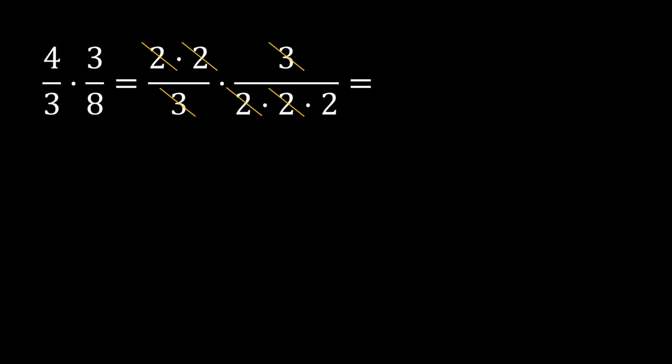After canceling, write what's left of the fractions and multiply normally. Once we simplify, our expression becomes 1 over 1, multiplied by 1 over 2, which gives us 1/2. So the final result is 1/2. Much simpler than doing 4 times 3 and 3 times 8 first.